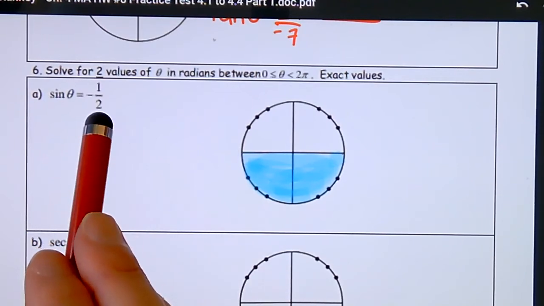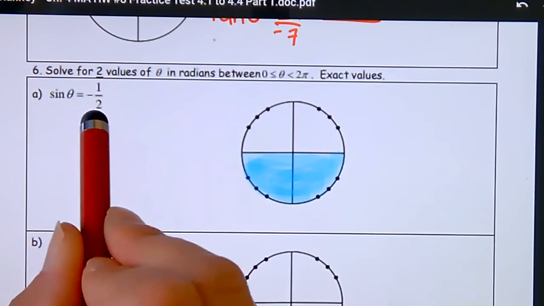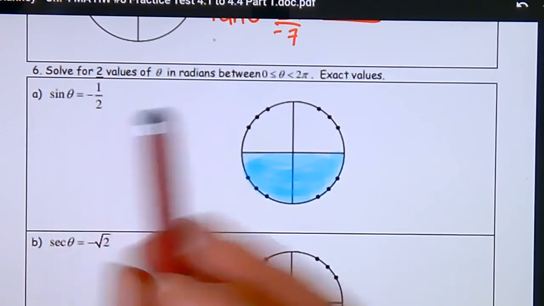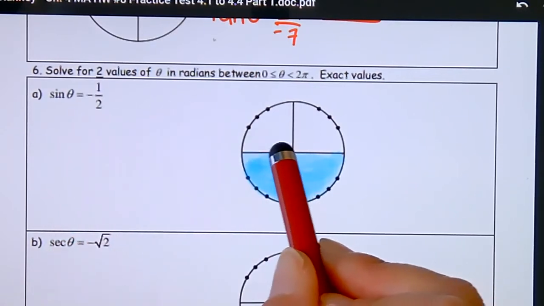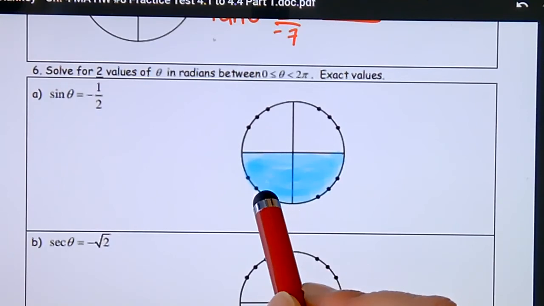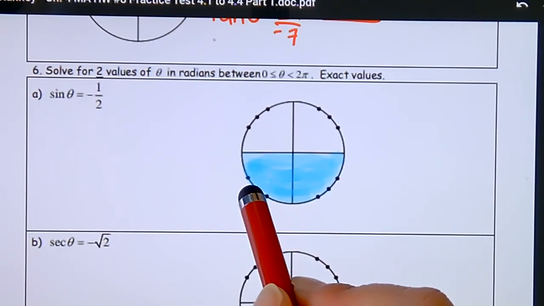And then you want to think about where my sine is -1/2. That's my short. Remember, sine is my y. So this would be short, comma, long, so that's not it. This one is √2/2 over √2/2, right?